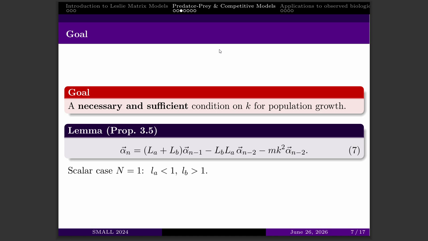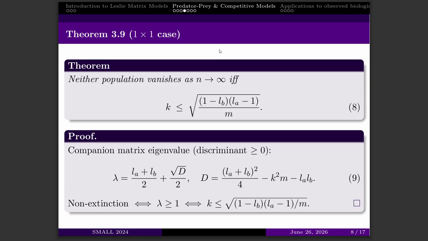Now, since LA and LB are matrices, they're hard to deal with, so we consider the simplest case when the dimension, or the number of age groups, is equal to 1. So we set large L of A to be some scalar small l of A less than 1, and large L of B equals small l of B, which is greater than 1. And it is not hard to use the method of companion matrices to show that neither population vanishes in the infinite time limit if predation rate k is less than or equal to the square root of (1 minus lB times lA minus 1) divided by m.